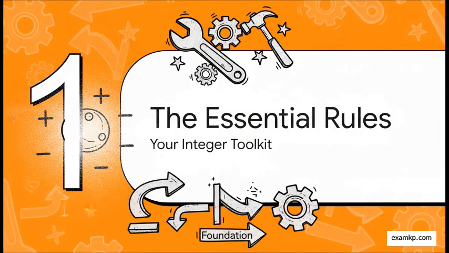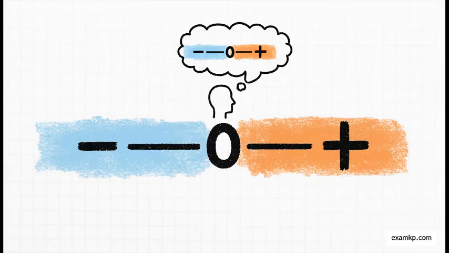In this first part, we are going to speed through the essential rules you need to solve any integer problem they can possibly throw at you. So, pay close attention because this is the foundation for everything else we are going to do. Everything, and I mean everything, starts with the number line. It might seem basic, but it's such a powerful visual.